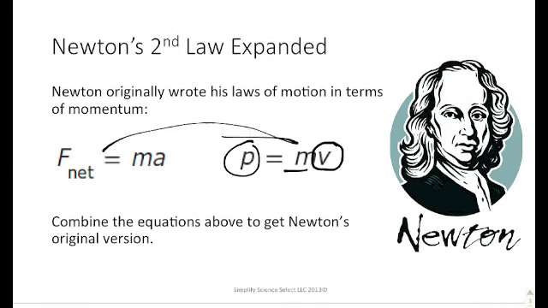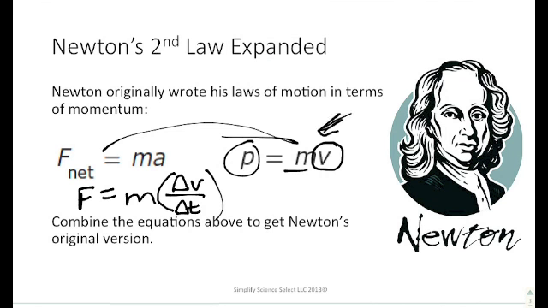So we want to do something a little bit different. If you look at F net equals m a, remember, a is the change in velocity over the change in time. That's the definition of acceleration. So now I'm getting pretty close to this idea of mv, but I need to move this t over to the other side. So you multiply both sides by delta t, and you come up with the equation F delta t equals m delta v.